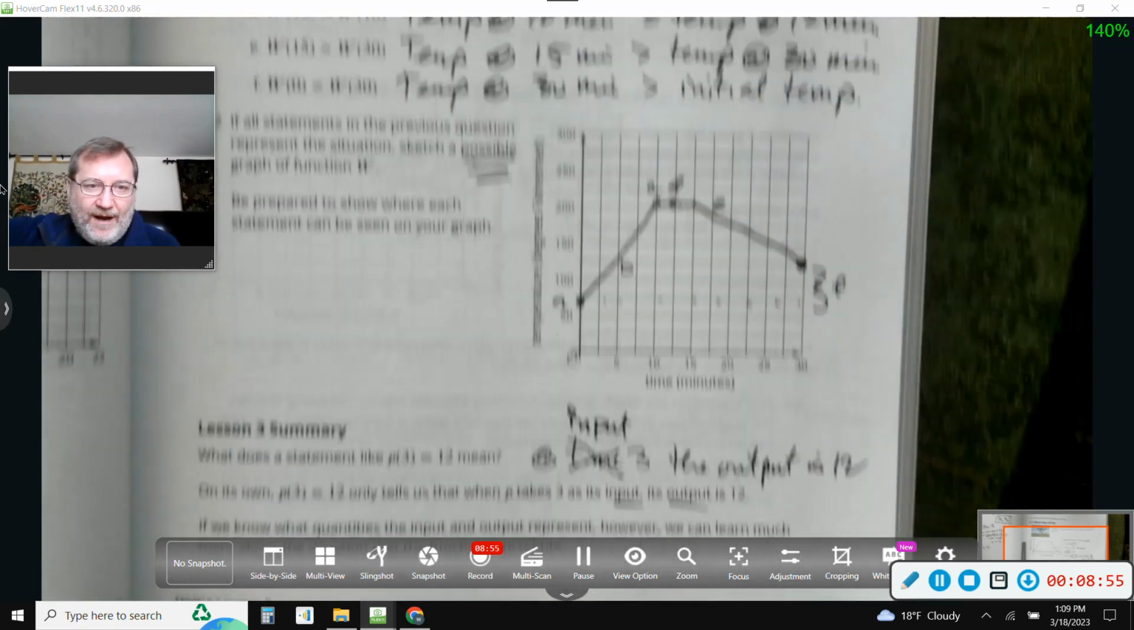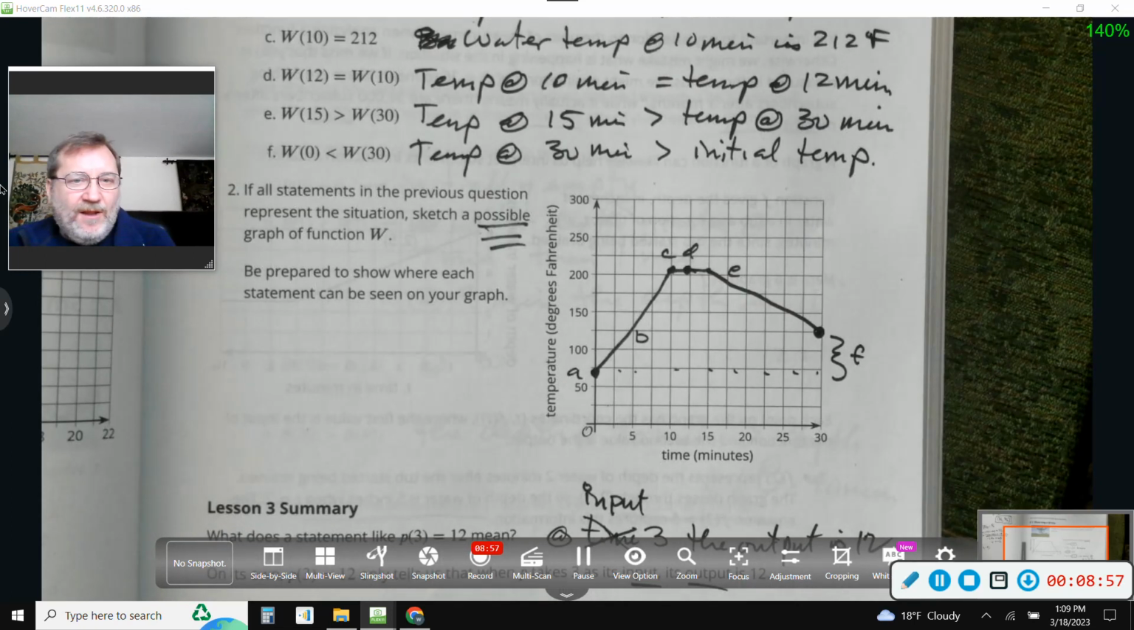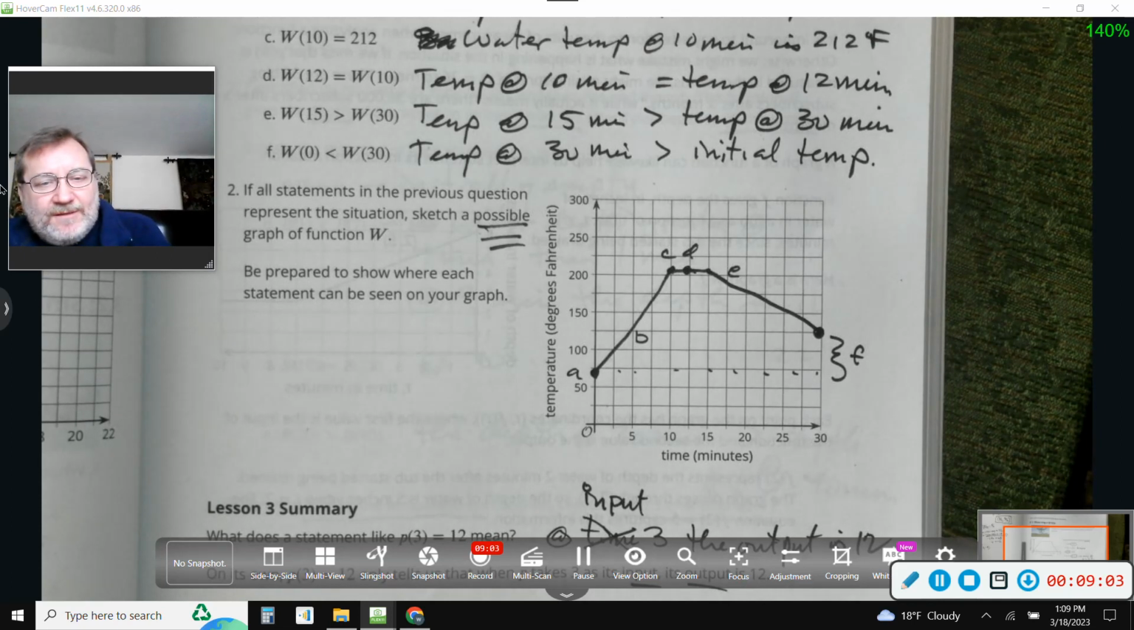And so we have a little graph here. If all the statements in our previous question are represented in the situation, sketch a possible graph for the temperature. I'll be prepared to show each.